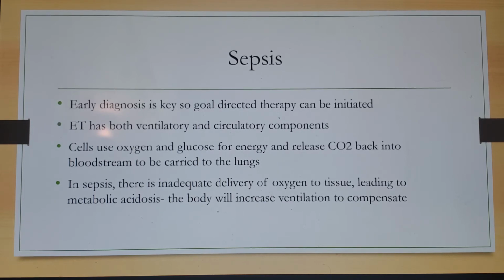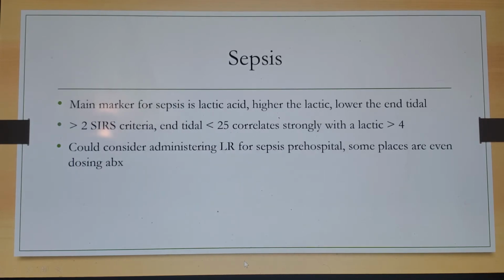And in sepsis, there's inadequate delivery of oxygen to tissue, leading to an acidosis, so essentially more CO2 is brought back into the lungs, and then the body increases ventilation to compensate. So you'll actually see a low end-tidal CO2. And so basically, it's kind of a cool way to diagnose sepsis early. Your main marker is lactic acid. So the higher the lactic acid, the lower the end-tidal. And the big thing in our ER literature is any lactic over 4 is kind of a marker for increased mortality and higher severity of sepsis.